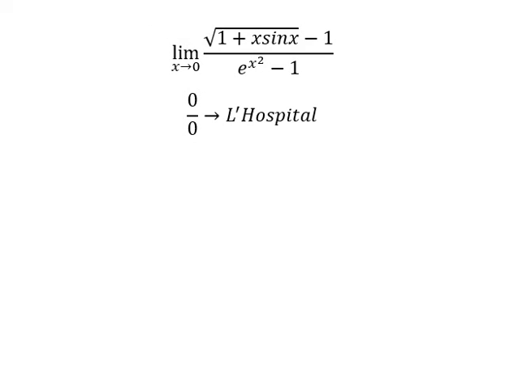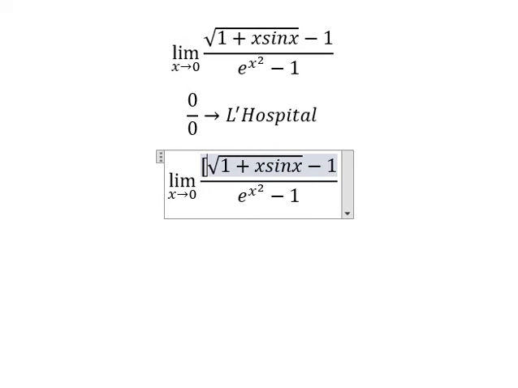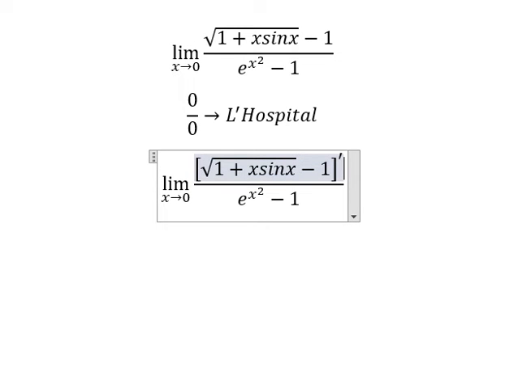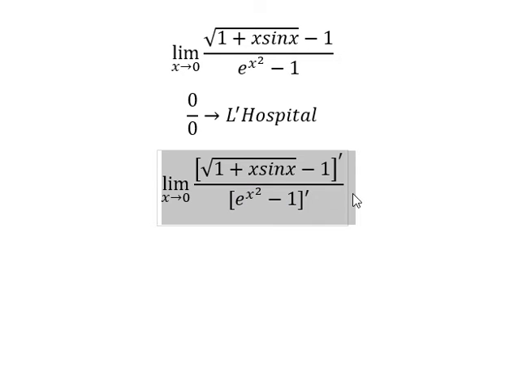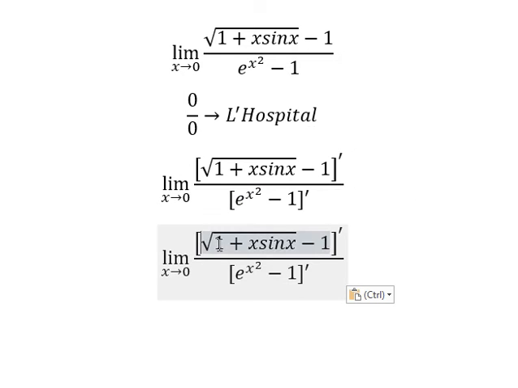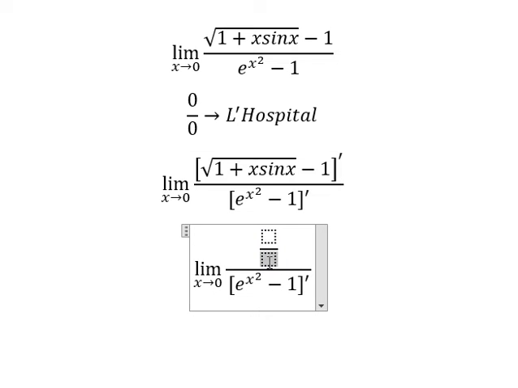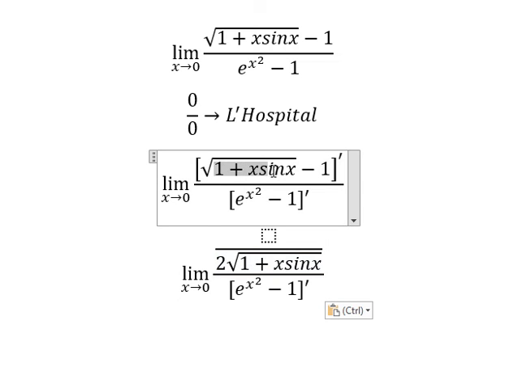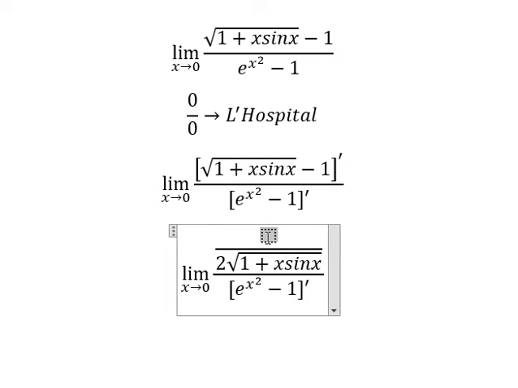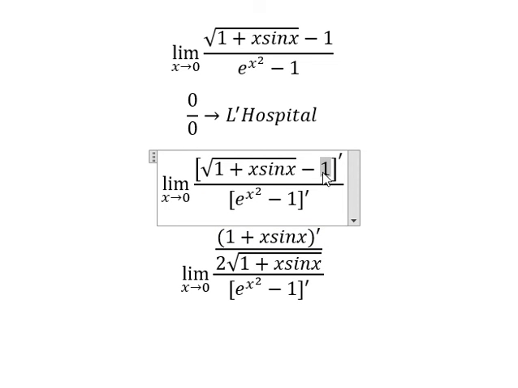That means we need to take the first derivative of the numerator and the denominator. So if we do the first derivative of this one, we have it like this. We have number 2 with the square root gone here. Then we do the first derivative of this one. Number 1 is a constant, so you get 0 in here.